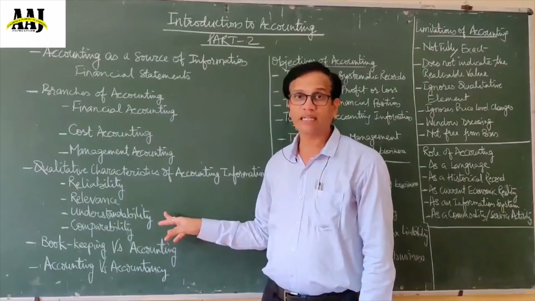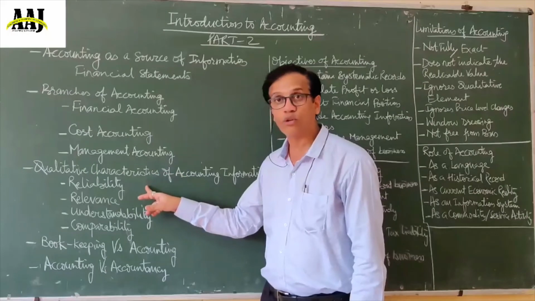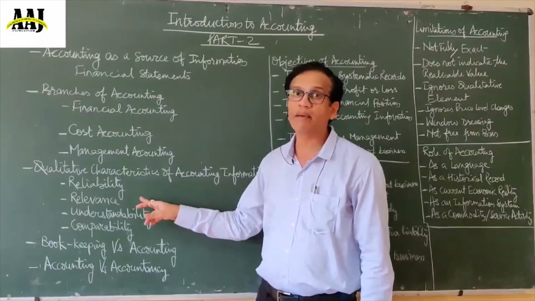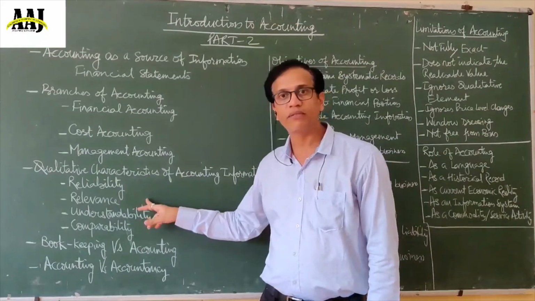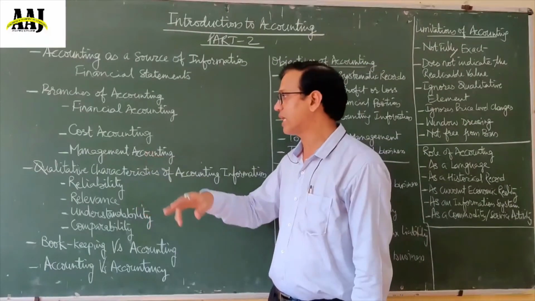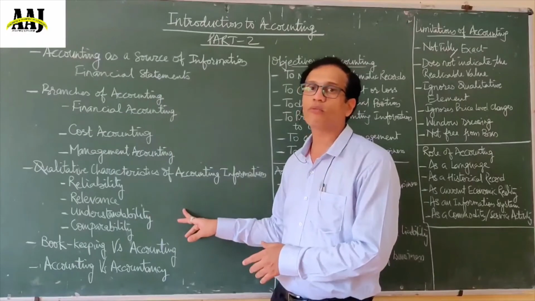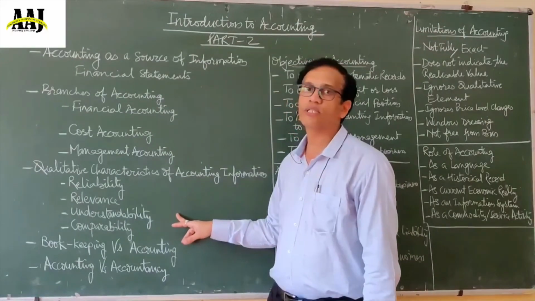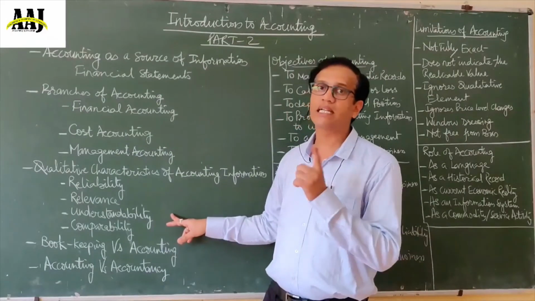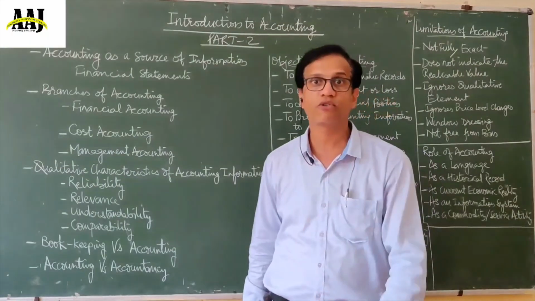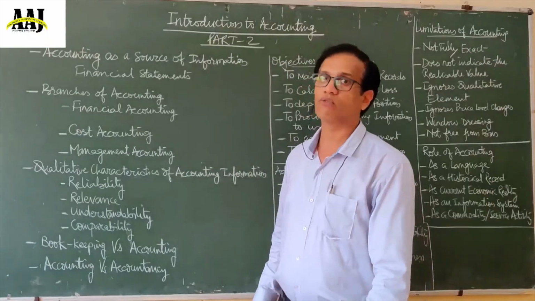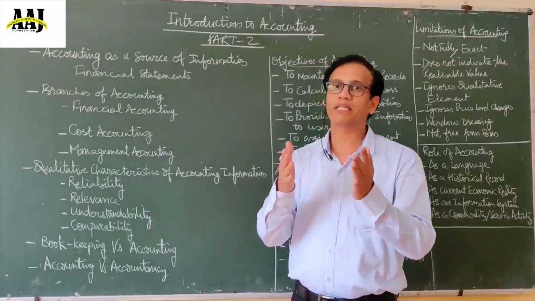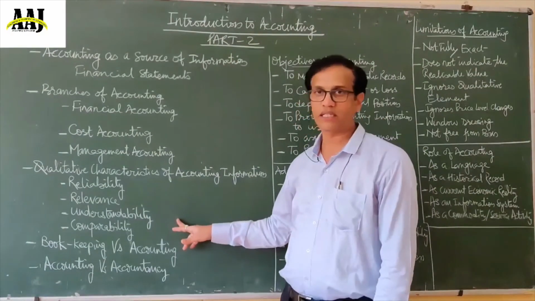To be understandable, it should not compromise with reliability and relevance. It should be reliable, it should be relevant. So without compromising with reliability and relevance, information should be provided to the users which is understandable to them. That means it must be understood by a person who is not from the accounting background. So in such a way it should be presented. So it is all about the presentation part.